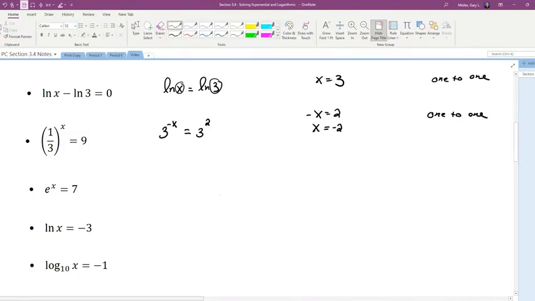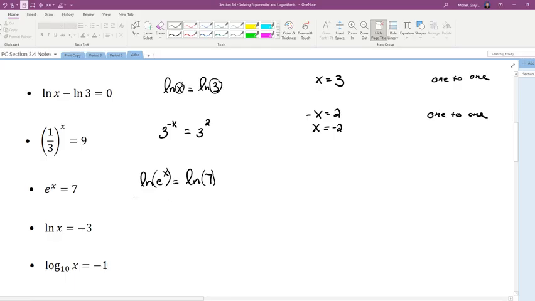All right, so on this one, we can't use our one-to-one rule because it doesn't say e to the x equals e to a power. We have nothing going over there. So what we're going to do in this case is inverse operations. The inverse of an e is natural log. So I'm going to take the natural log of e to the x equals the natural log of 7. I took the natural log of the left side equals the natural log of the right side.